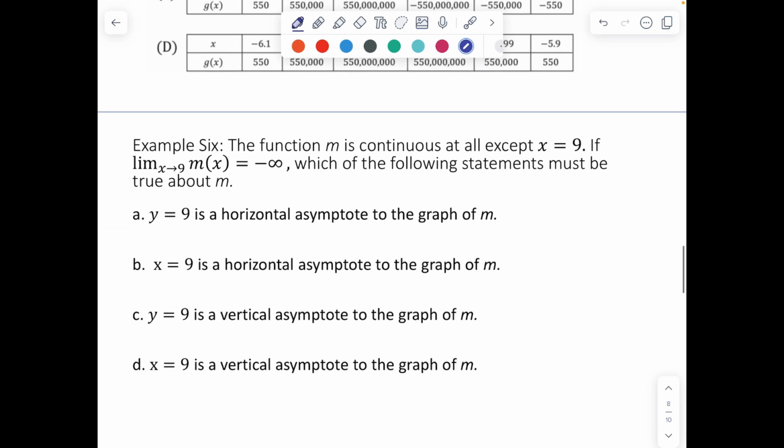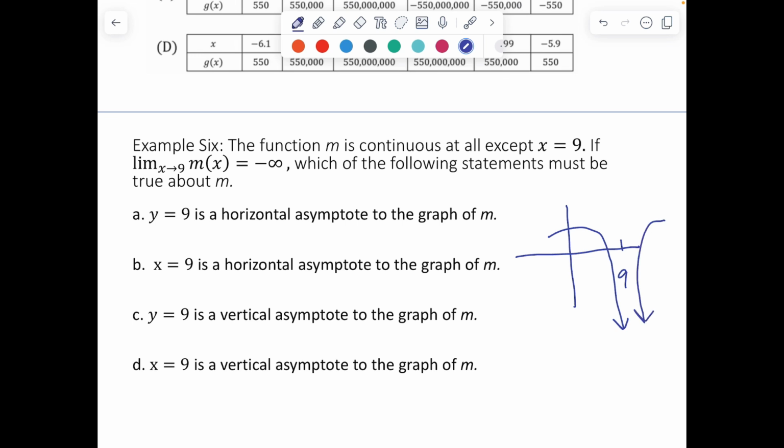This next one says the function m is continuous at all except x equals 9. If the limit as x approaches 9 of m of x equals negative infinity, which of the following statements must be true? So I'm going to draw a little sketch of this graph based on what that's saying. That's saying that when we get close to 9, the function's approaching negative infinity. And it doesn't have any left hand or right hand, so that means from both directions. So we're going to use this to help.